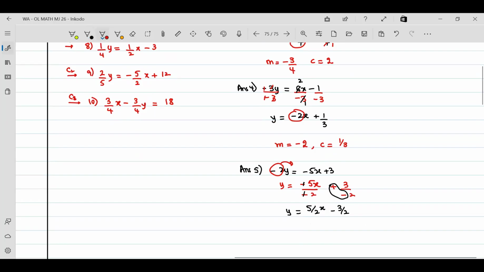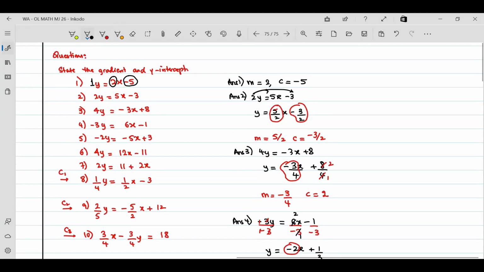Now once you've made sure that the subject of the formula is y, what is the gradient here? That's 5 over 2. And what is the y-intercept here? With the sign, it is minus 3 over 2. With the sign. Will you remember this, all of you? Yes. Now answer number 6.